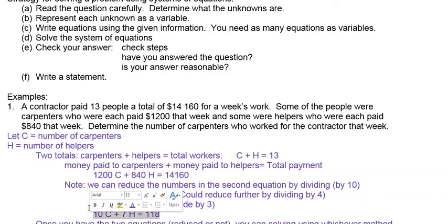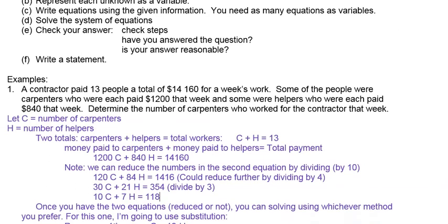So if you see that you've got a question with some pretty big numbers, you're like, I don't know how to handle that, see if you can reduce it. Now you don't have to reduce it, it is an option. So once we've got those equations, whether or not we reduce them, we can solve them by whichever one of those methods. So I'm going to do this first one using substitution. I'll do the second one using the addition subtraction method.